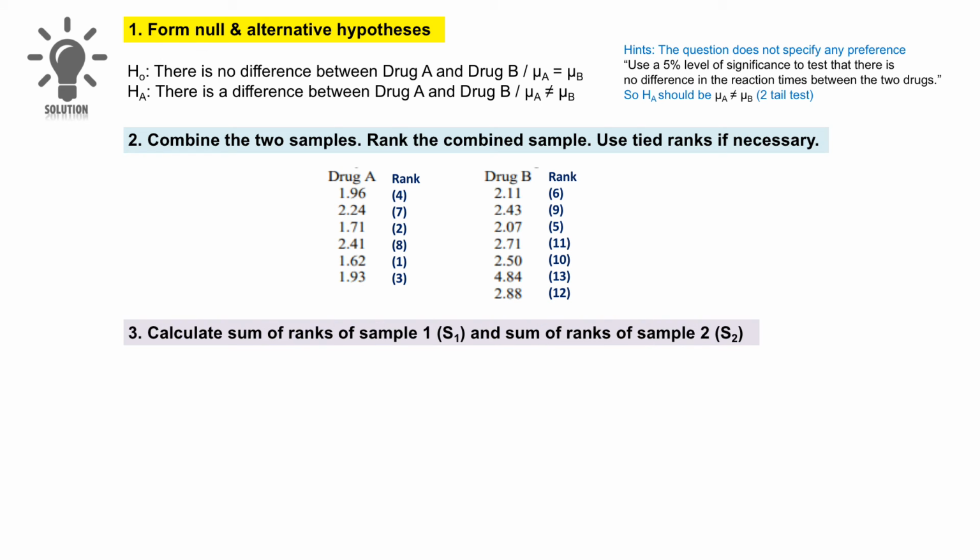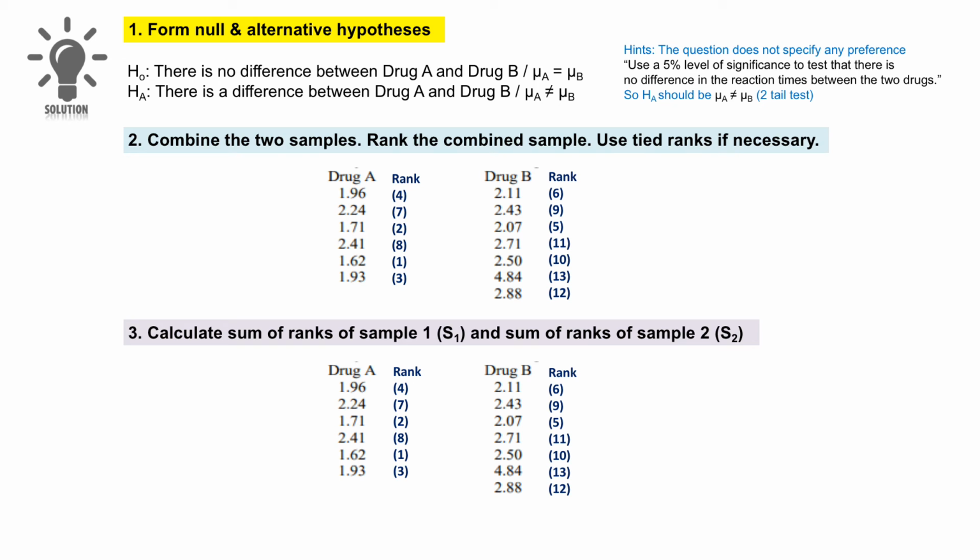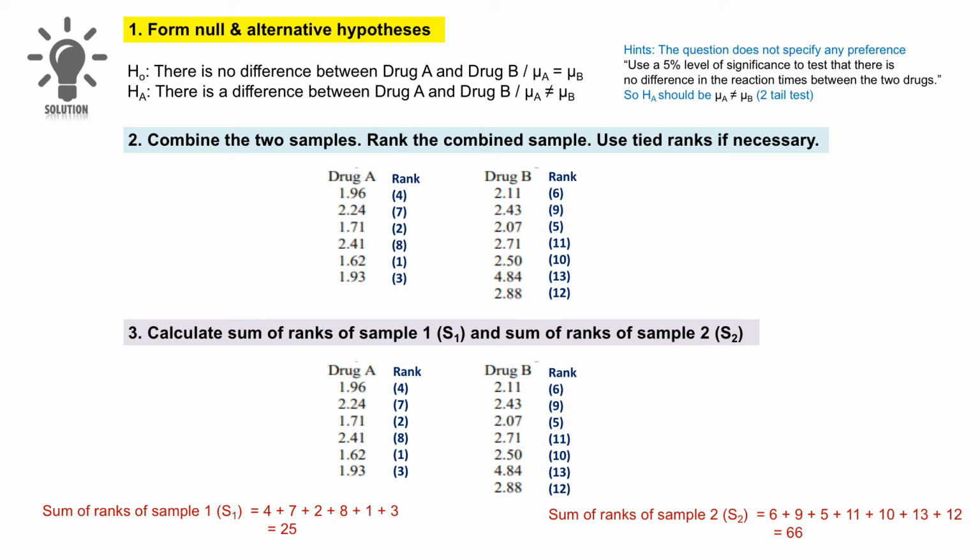In the third step, we have to calculate the sum of ranks of sample 1 and sum of ranks of sample 2. So for sample 1, that is drug A, the sum of ranks is given by 4 plus 7 plus 2 plus 8 plus 1 plus 3, that is equal to 25. Whereas the sum of ranks of sample 2 is given by 66. Apart from that, we also have to identify the sample sizes of drug A and drug B, which are 6 and 7 respectively.